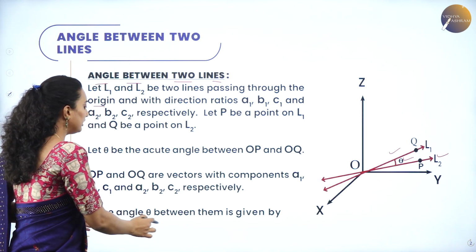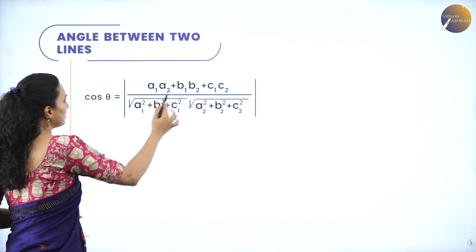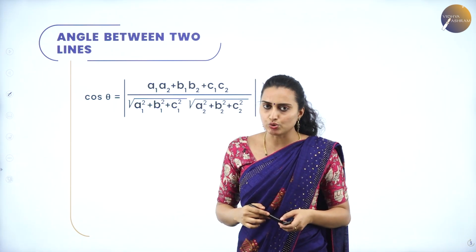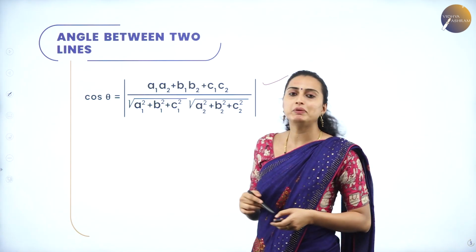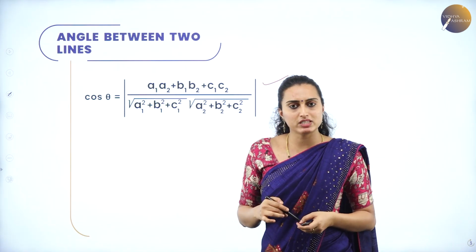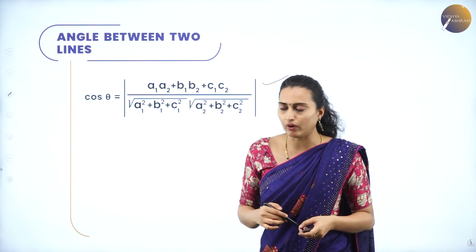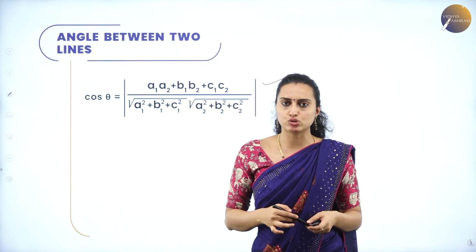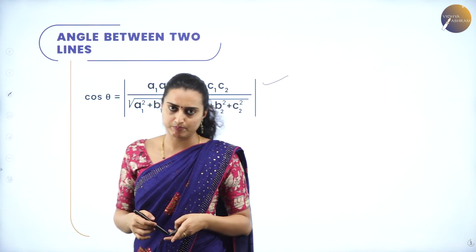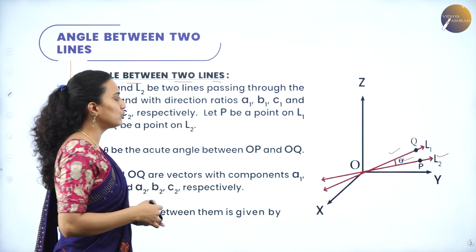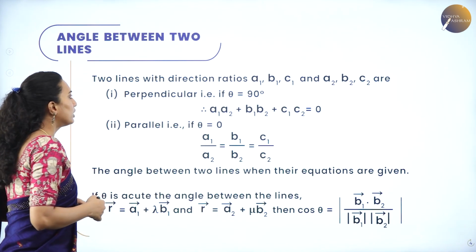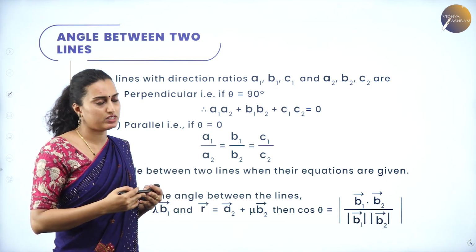Now the angle theta between them is given by, this is very important, cos theta is equal to the modulus of A1 A2 plus B1 B2 plus C1 C2 divided by the square root of A1 squared plus B1 squared plus C1 squared into the square root of A2 squared plus B2 squared plus C2 squared. This formula is very, very important for you. So if they ask for the angle between two lines, this is the formula, cos theta.